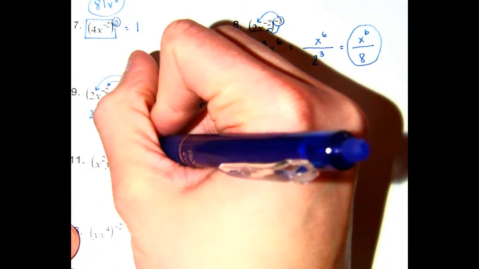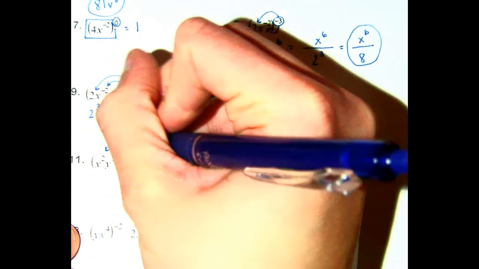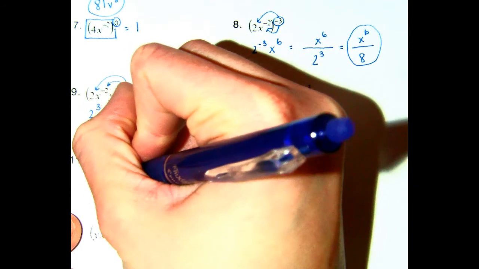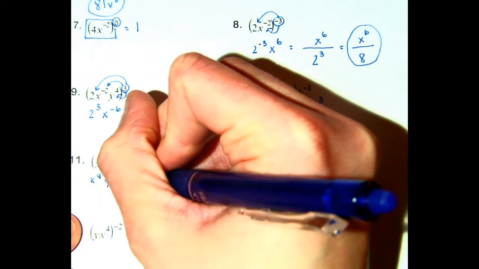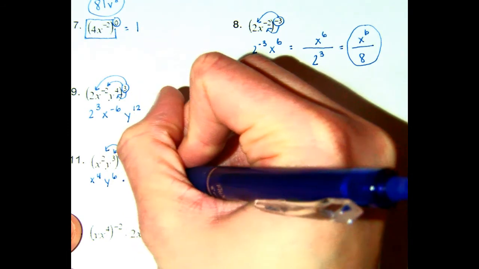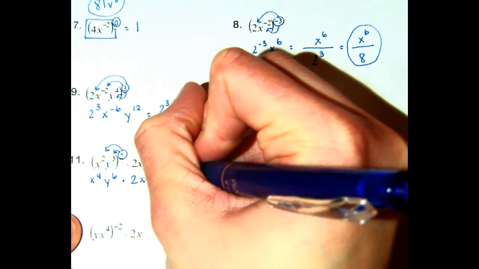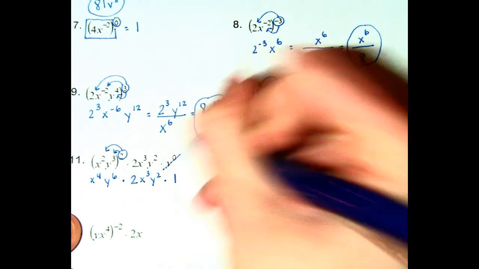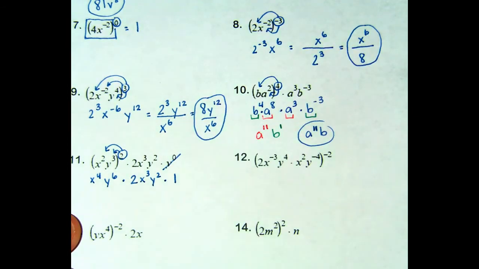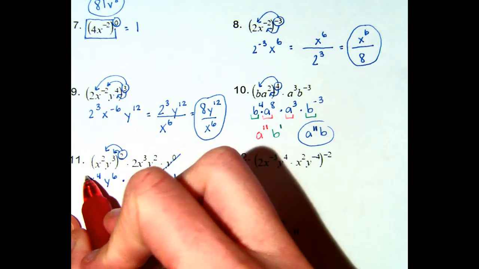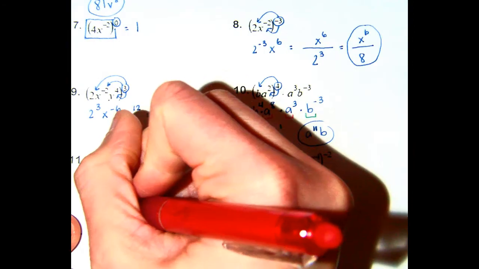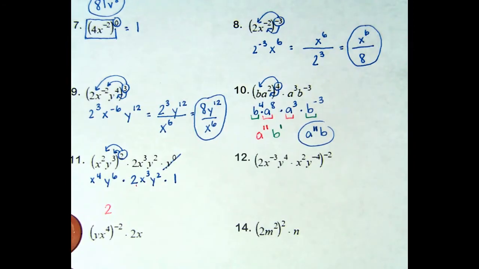Number 11. Again, I'm going to start with these left to right. So x to the 4th, y to the 6th because I'm multiplying, and I'm going to bring down times 2, x to the 3rd, y squared, times anything to the 0 is 1. And now I'm going to multiply my numbers. There is an understood 1 times 2 is 2 times 1 is 2. So my coefficient is 2.